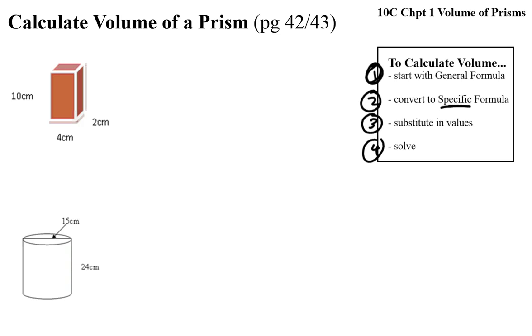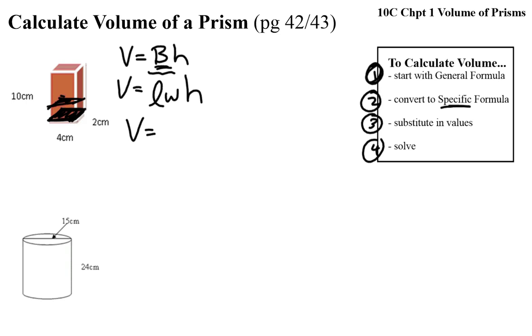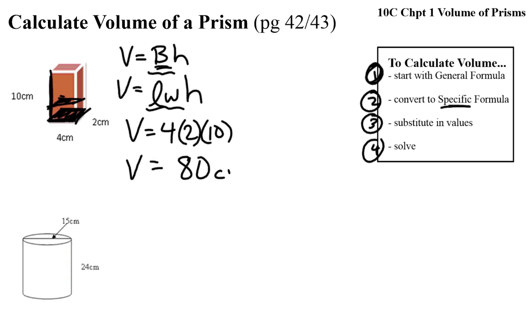So here we go. We have here a prism. So our volume is going to be big BH because it's a prism. What kind of base do we have? Well, we see that it's a rectangle on the bottom, and then a whole bunch of those rectangles could be stacked onto each other over and over and over. So because it's a rectangle base, LW times that height. So our rectangle is 4 by 2, and the height of the prism is 10. So the volume is 80 centimeters cubed.